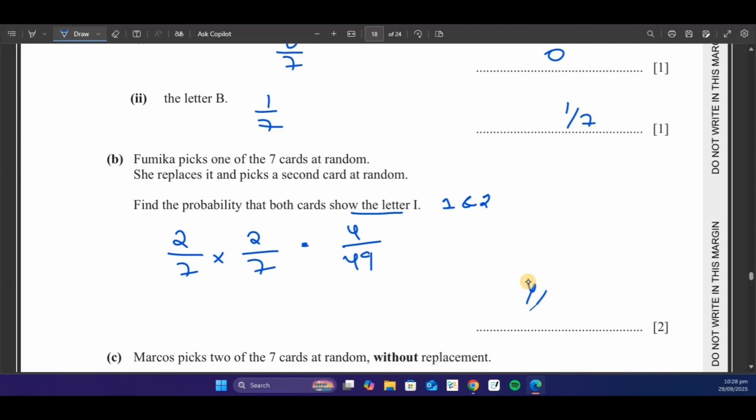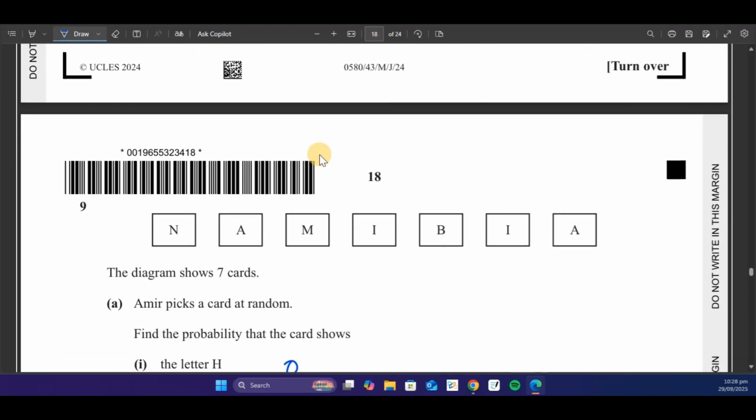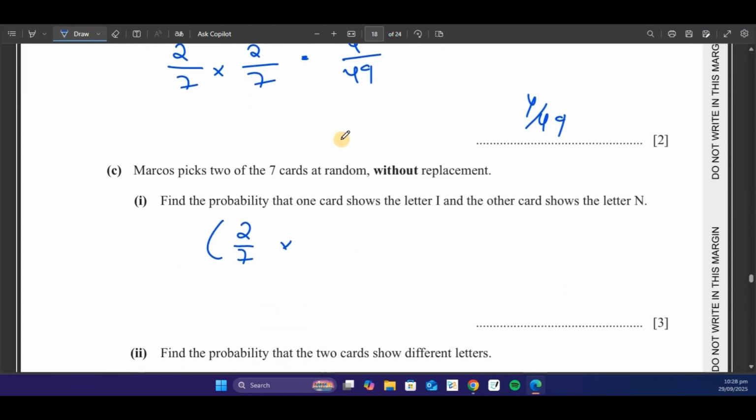Perfect. 4 over 49. Marcos picks two of the seven cards at random without replacement. Find a probability that one card shows the letter I and the other card shows the letter N. Alright, so the probability of I is 2 over 7 and the probability of N, if we go back, is 1. But we have already picked one card, so total cards come down to 6. So that is 1 over 6.